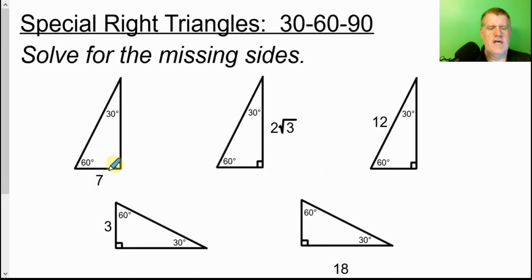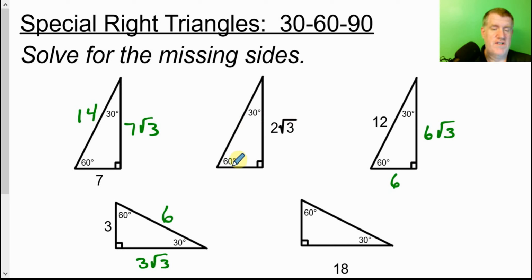If I know the short side is 7, that means the hypotenuse is 14. The 60-degree side is the short side multiplied by the square root of 3. And here we go again. Short side is 3, hypotenuse would be 6, and the 60-degree side would be 3 root 3. All right, 12 is the hypotenuse. Short side is 6. This is 6 root 3. Oh, I know that that's 2 root 3, so if I'm going to go backwards, I have to divide by the root of 3. Well, that makes that 2. If I double 2, I get 4.